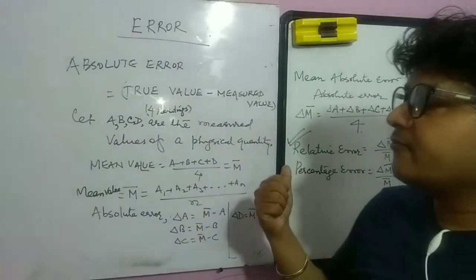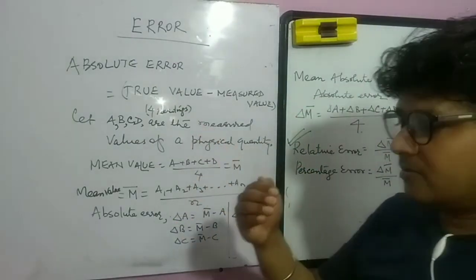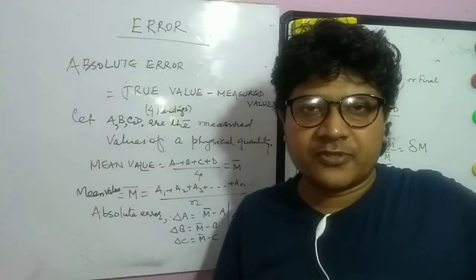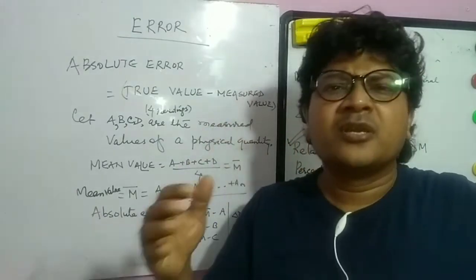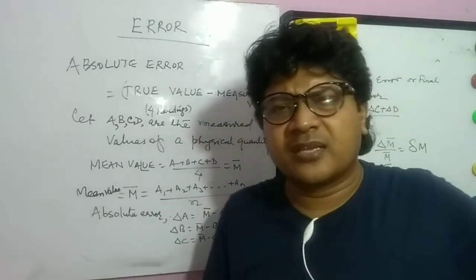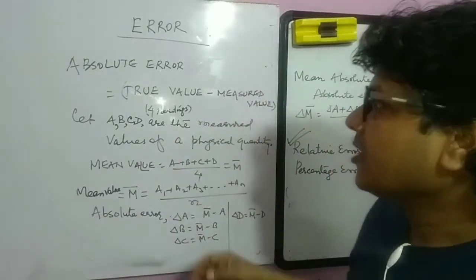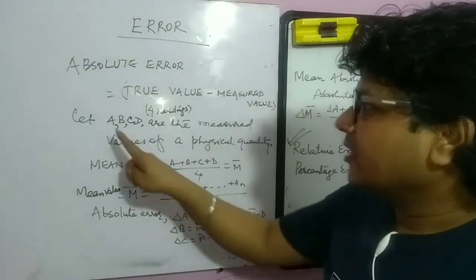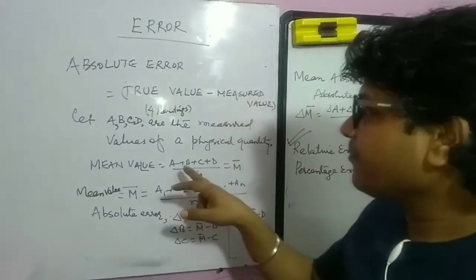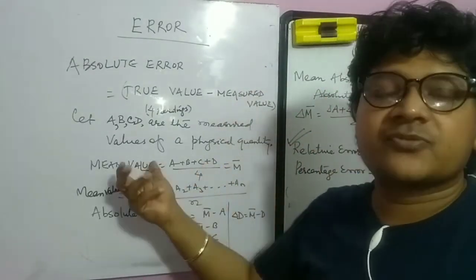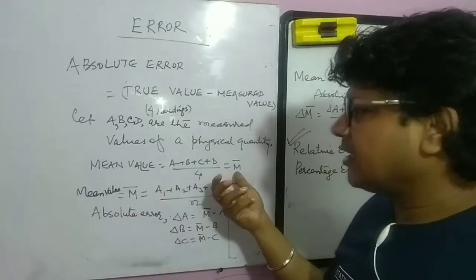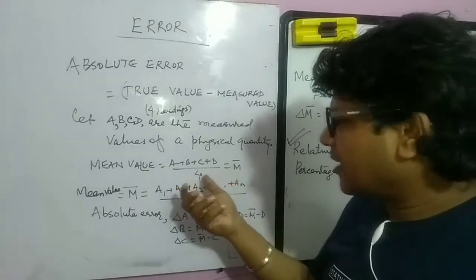Now suppose we have got an instrument and we are taking 4 readings of a particular physical quantity, whether it is a resistor, a wire, a temperature sensor, anything you can take. So we are getting 4 readings, A, B, C, D. So what will be the mean value? We are taking A plus B plus C plus D divided by 4, and this will be our mean value.